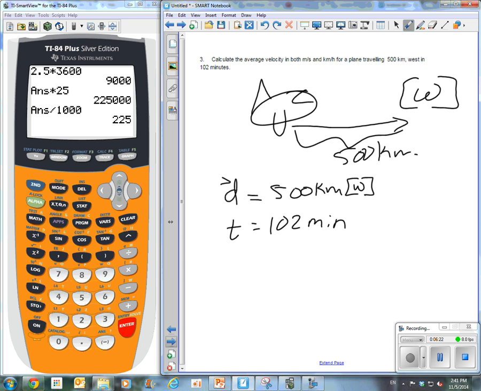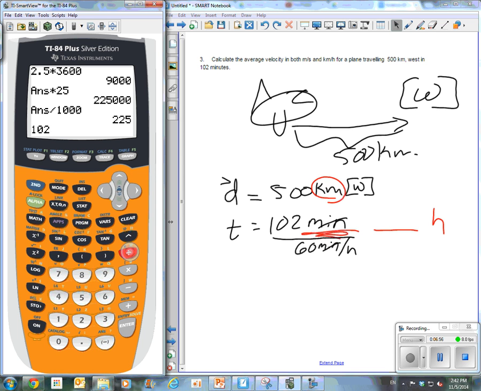Now, my feelers should go up because I never use minutes. So I have the choice whether to turn this into seconds or hours. Because I already have kilometers, I'm probably going to change this into hours. To go from minutes to hours, I need to think how many minutes are in an hour. So I need to divide by 60 minutes per hour. That cancels out my minutes, and I'm left with hours. So I take 102 and divide it by 60, and I get a value of 1.7 hours.